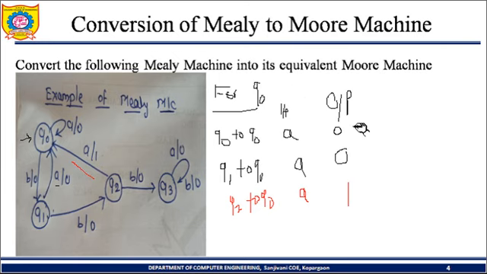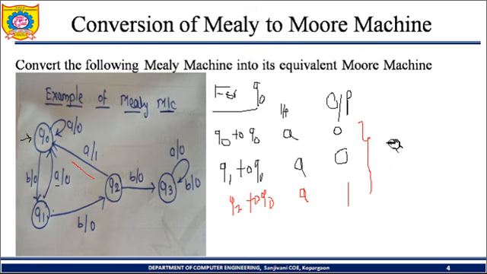Now we have to observe the output. Only observe the output; even if inputs are the same or different, that doesn't matter. We have to observe whether we are getting different outputs or not. If we are getting different outputs, then we have to split the given state into the number of output states. Here you can see there are 2 different outputs, 0 and 1.